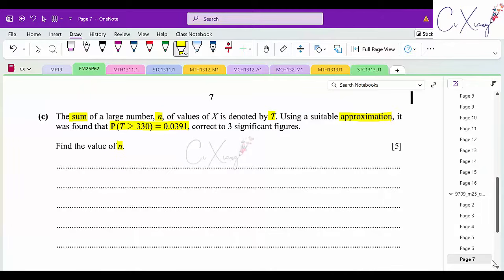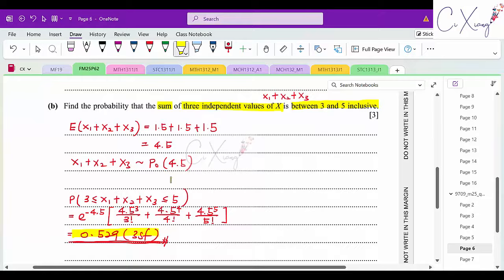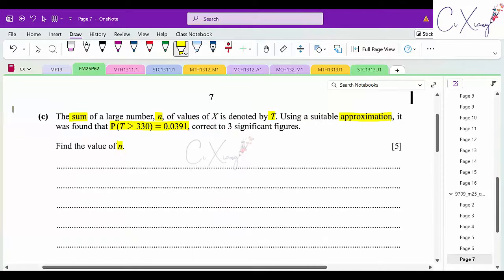Now I just want you to have a look at the second part. For the second part, we are talking about the sum of three independent values of x. When you have the sum of three independent values of x, you have 1.5 plus 1.5 plus 1.5. In short, that means 3 times 1.5. So the same thing happens here. Now I have a large number n, and I want to add them together for the x.